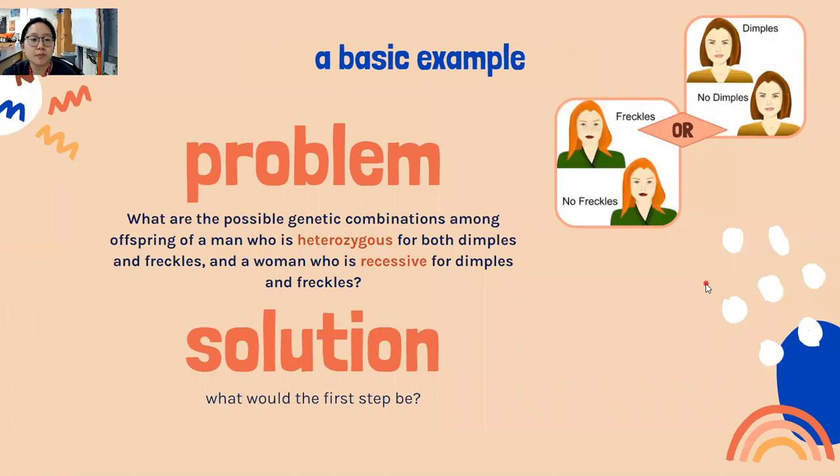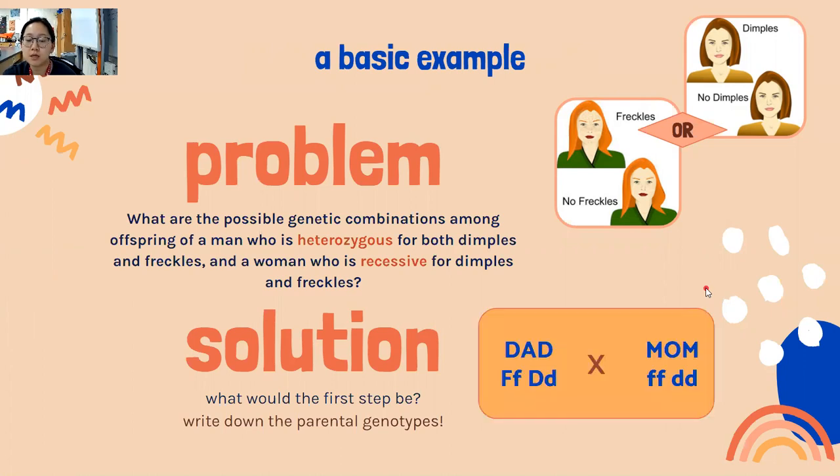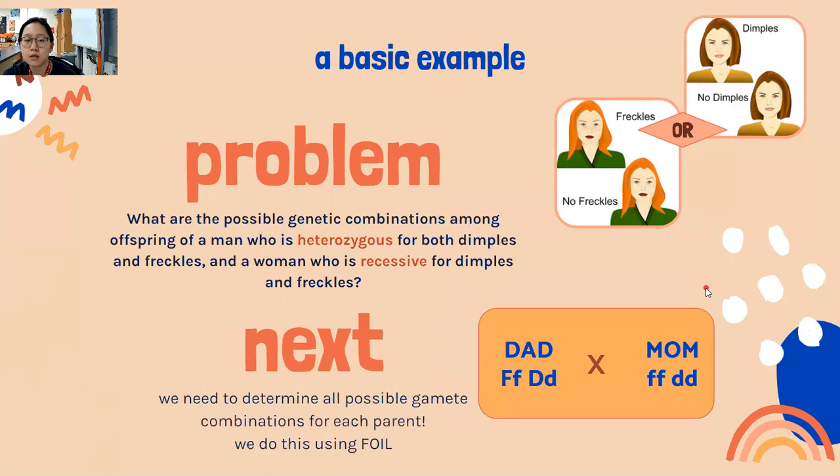So here's a basic problem. What are the possible genetic combinations among an offspring of a man who is heterozygous for both dimples and freckles and a woman who is recessive for dimples and freckles? Well, what is the first step that we have to do? We have to figure out what the parental genotypes are. So the dad is going to be heterozygous for both. So he's going to have capital and lowercase for freckles and capital and lowercase for dimples. But the mom we know is recessive for dimples. And we know she's also recessive for freckles. Okay, moving on.